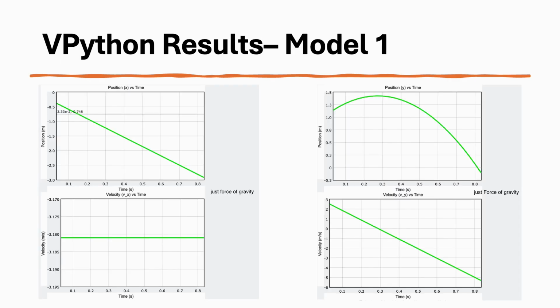Here are the results of Model 1 in VPython, where you can see the position of the projectile in the x-axis and y-axis over time, and its velocity on the x-axis and y-axis over time.